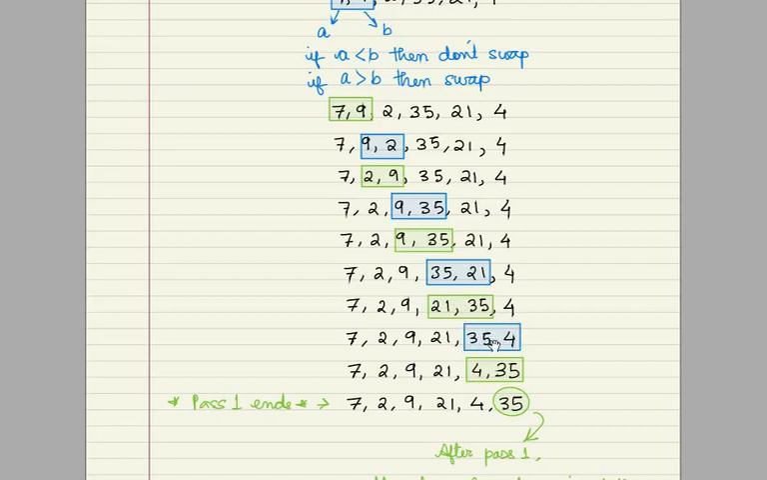So we have 35 and 4. Again, 35 is greater than 4, so 35 will be shifted and 4 is also shifted. Okay, it's like a swap that we have done. So after doing all these things, this is one single round that has been completed.